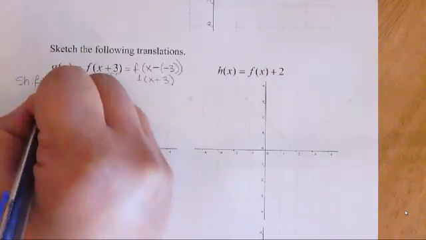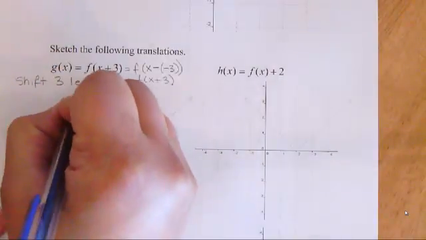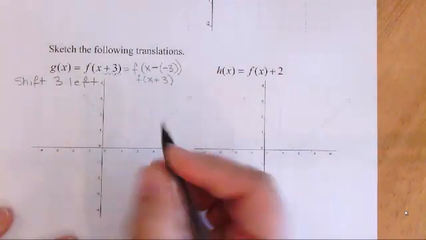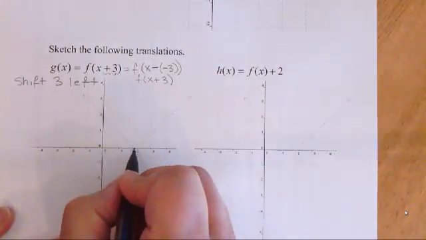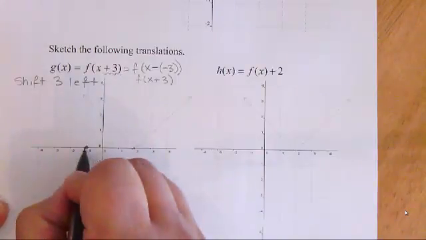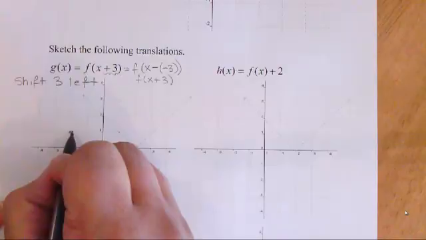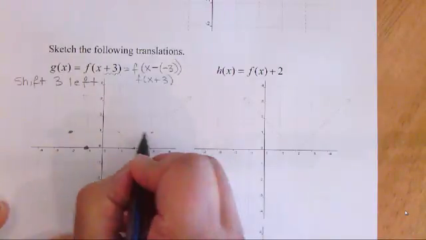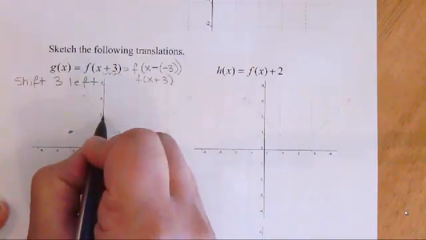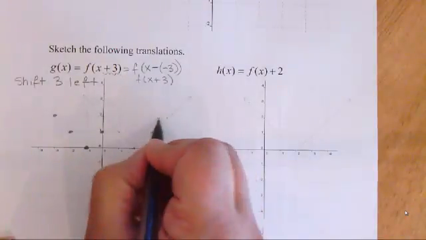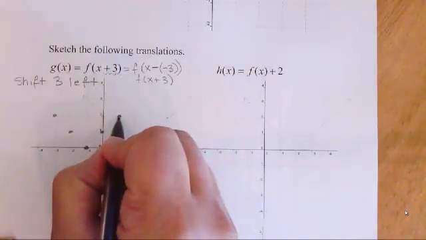So shift 3 left. All the points of this original graph that's dotted here for you get moved over 3 to the left. So I'm going to take this point here and count across 3, and every point, I'm just going to count across 3.